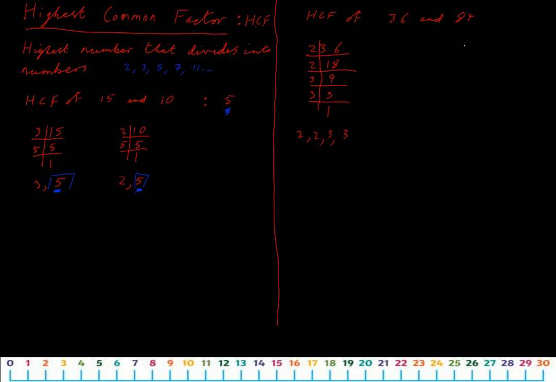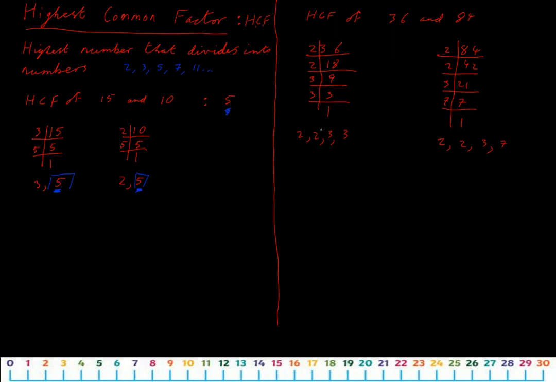Now, let's do the same process with 84. Smallest prime number that divides into 84 is 2, and we get 42 out. Smallest prime number that divides into 42 is 2, and we get 21. Smallest prime number that divides into 21 is 3, and we get 7. Smallest prime number that divides into 7 is 7, and we're left with 1, where we stop. So we list out those prime numbers again: 2, 2, 3, and 7.